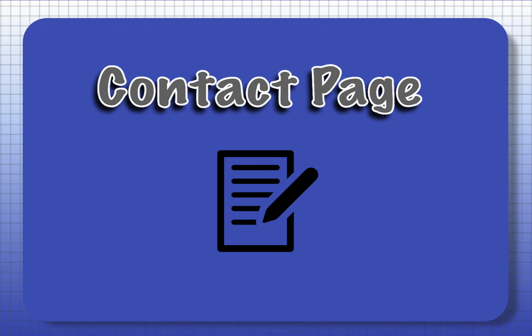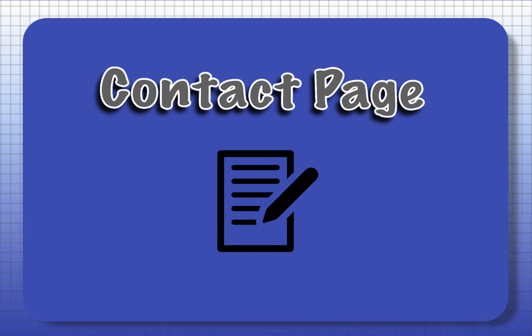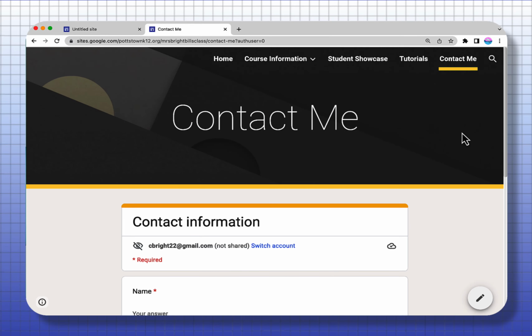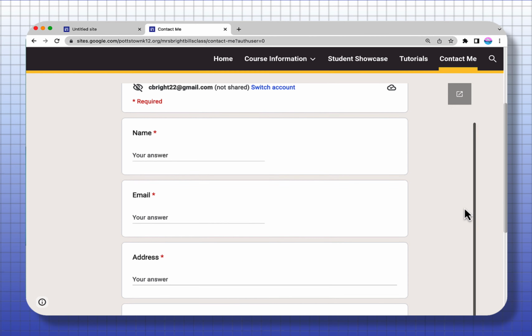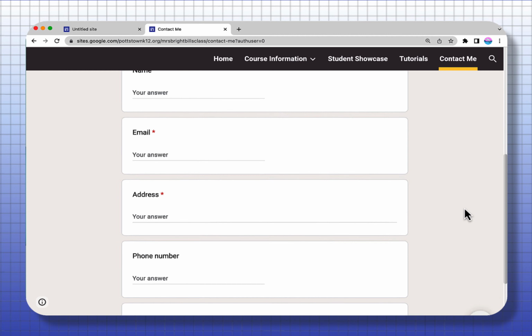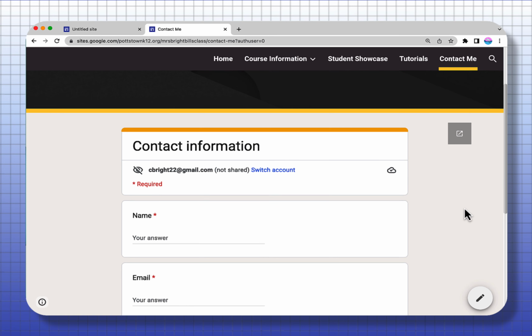The next element would be a contact page. And what's really nice, I use a Google site, and Google Forms embeds very nicely into the Google site. And you can have the contact form so that when a parent or a student contacts you, you will get an email right in your inbox. It's a good way to stay in touch with your parents and with your students.